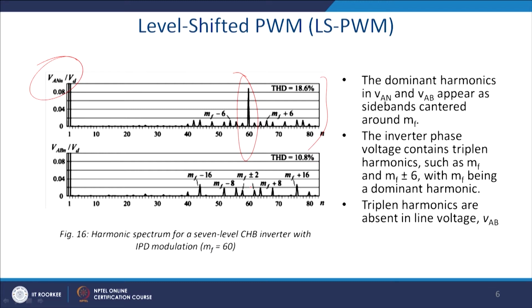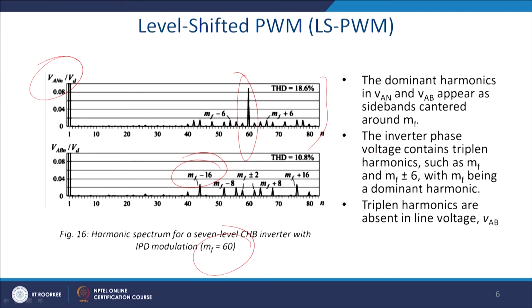On the other hand, assuming that MF is 60 for the 7 level, and for the line voltage you can find that these are all the spectrum. At 60 it is less, but at MF, since it is 7 level, you will find that 8 will come into the dominant figure. So, you will have components MF minus 16, MF minus 8, MF minus 2, plus and minus both.